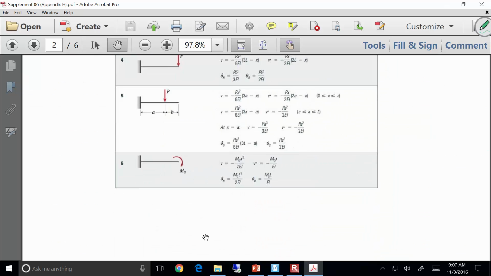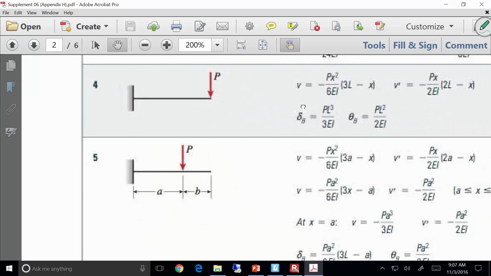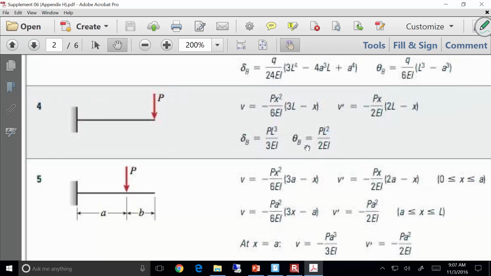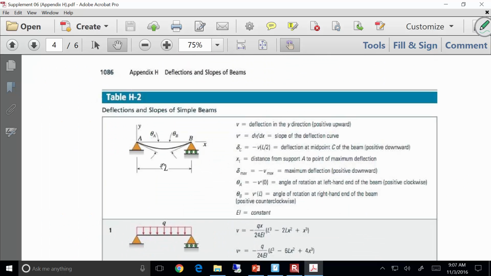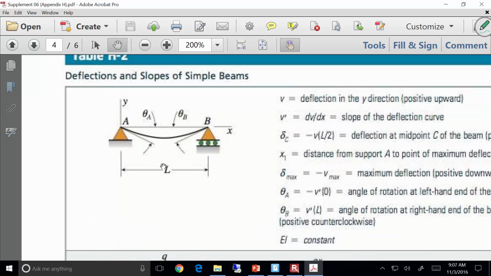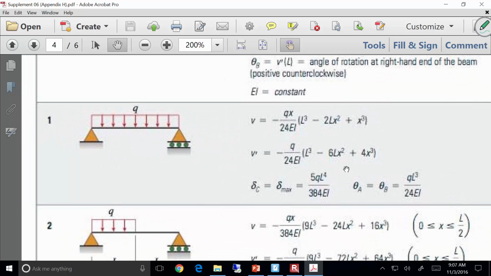Okay, more cantilevered beams. See this one, if we had done this one symbolically, we would have gotten these answers. But if you want, you could plug in PL cubed over 3EI for the beam that we just derived using those units, and you'll get the same answer. So just something to keep in mind. What I'm more interested in, or at least showing you right now, is this one. Deflections and slopes of simple beams, so stuff like this. Now, look at this. A beam simply supported, uniformly distributed load. Look at that delta max. 5WL to the 4th over 384 EI.